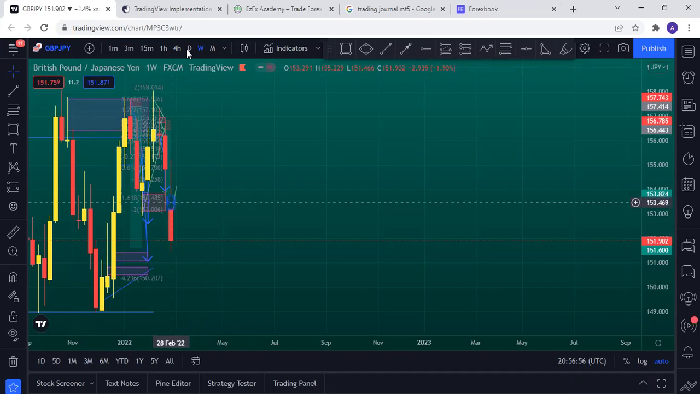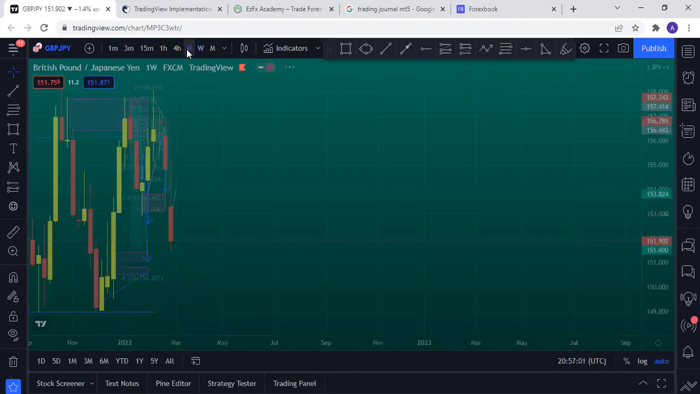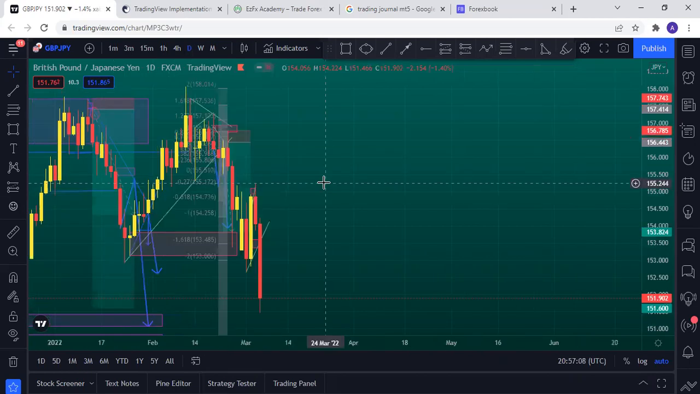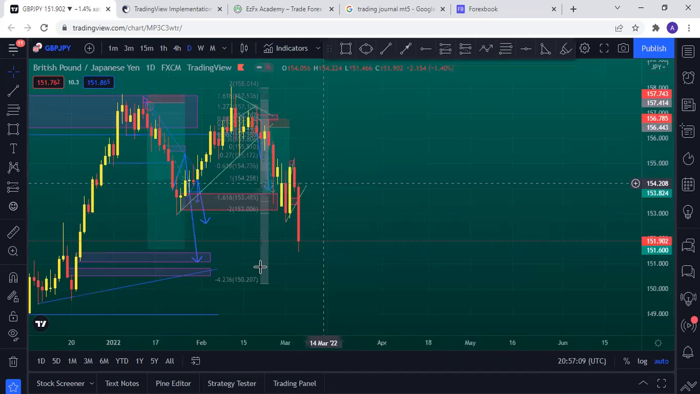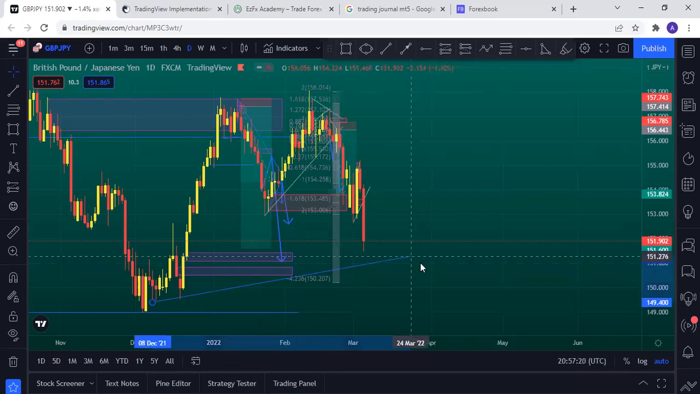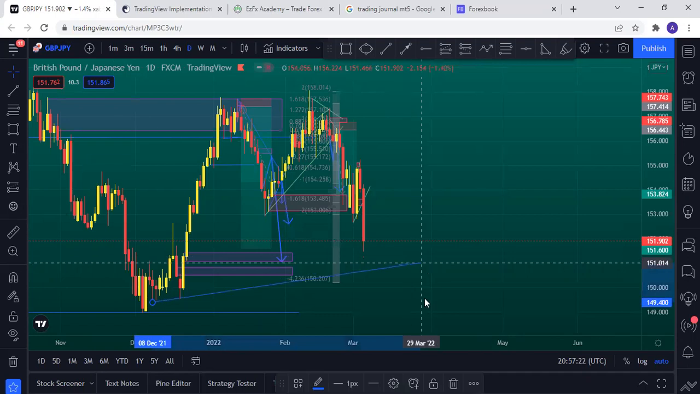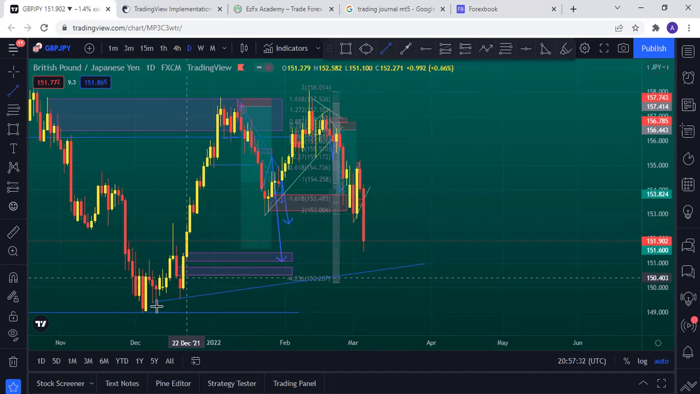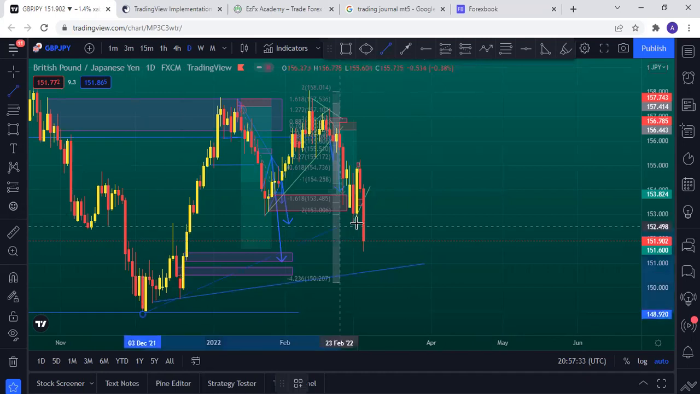I think now it's safe to say that we have broken structure to the downside. We're having some market structure confirmations to the downside. All right, let's see. This is a trend line. I think there's another one here. Okay, that one got broken already.